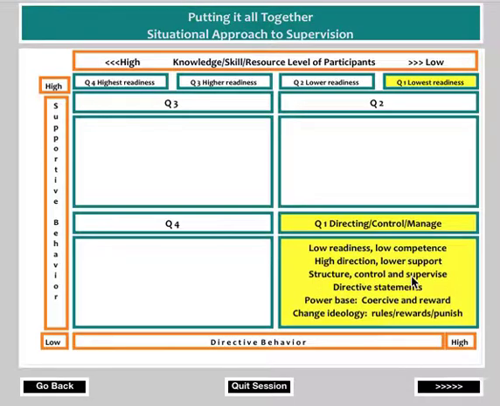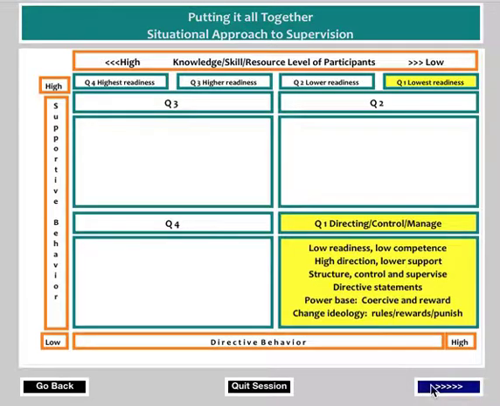Structure, control, and supervise. Those are your roles. Use a lot of directive statements. And your power base, you're probably working from the coercive and reward power base initially. Of course, you're always moving to try to get to expert and referent, but you may have to start out encountering the individuals at the level where they are. And your change ideology, you're probably operating from the rules, rewards, and punishment philosophical position.